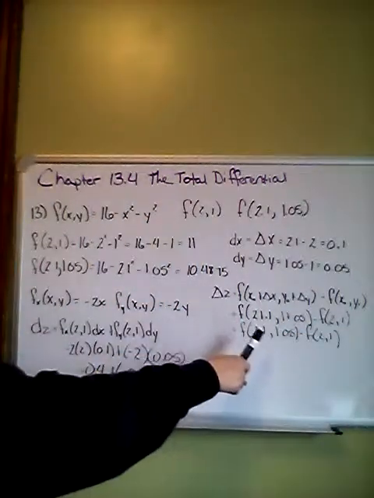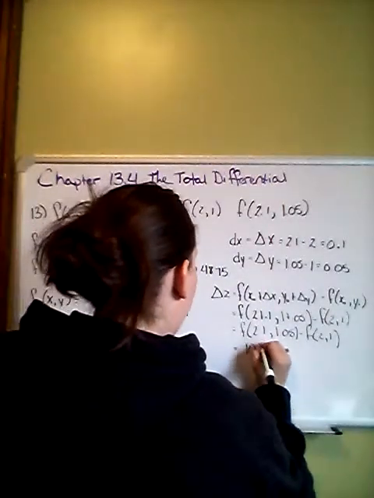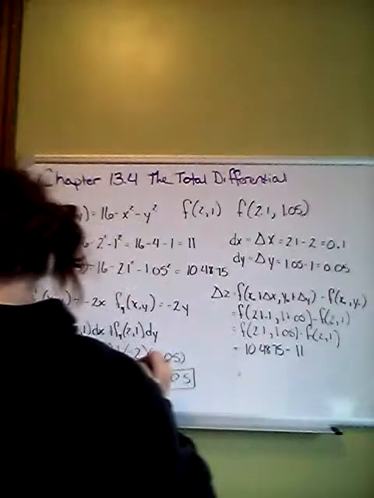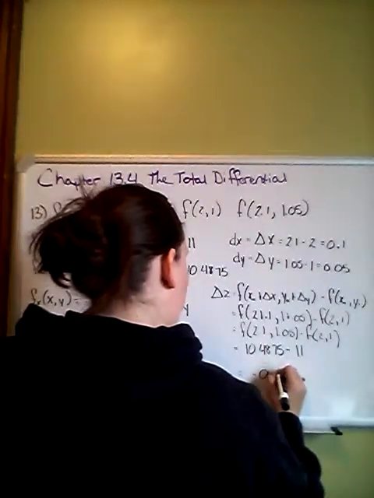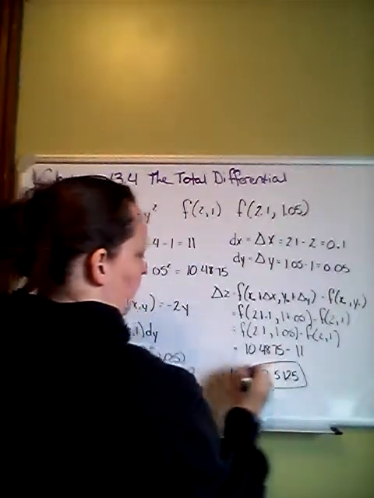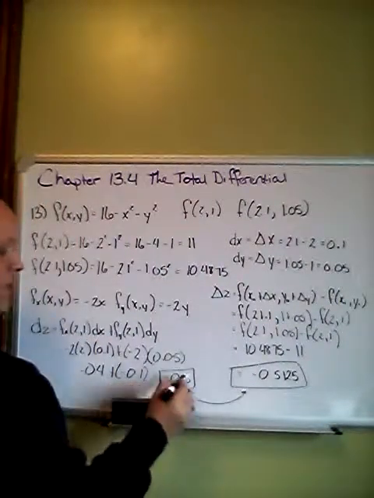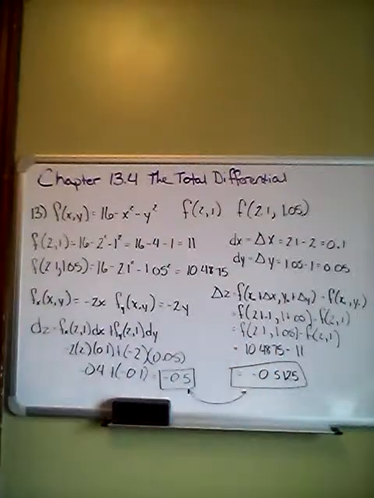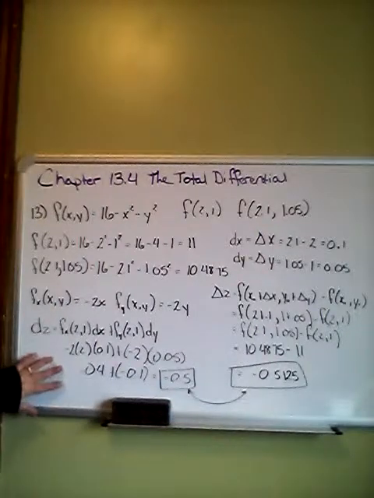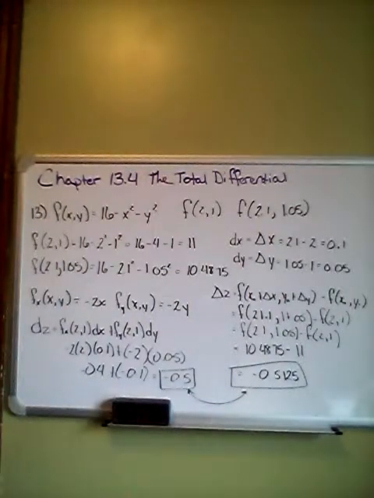Okay, and since we went ahead and solved for these earlier, we already have these values. So this is going to be 10.4875 minus 11, which is going to give us negative 0.5125. Now, as you can see, these numbers are super close to being the same. As a matter of fact, this is just this rounded off. So we have successfully been able to estimate the value of the function's change and then find a much more accurate value of it using what we learned about the total differential.